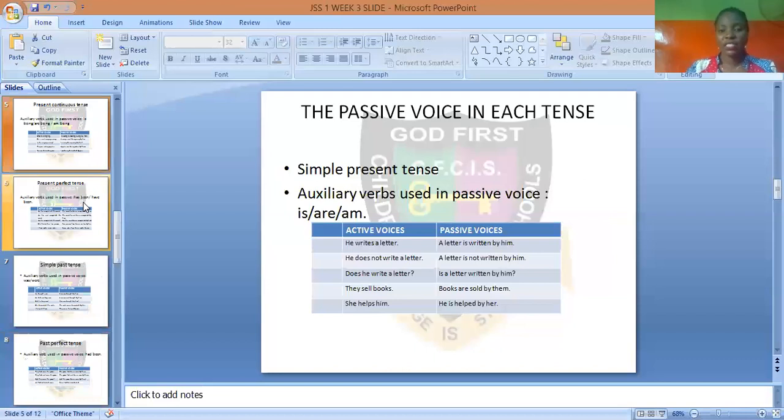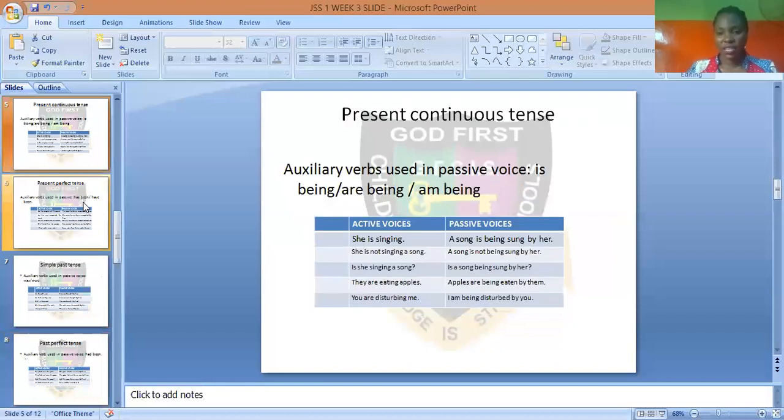Let's move on to the next tense, which is the present continuous tense. The auxiliary verbs used in the passive voice are is being, are being, and am being. Examples in the active voices and passive voices. The first example here is: she is singing a song. A song is being sung by her.